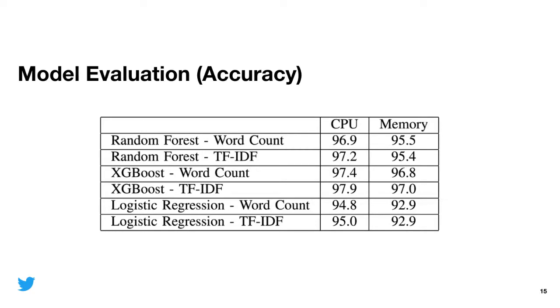This slide shows some results about the evaluation of the overall accuracy of the CPU model and the memory model. Because we evaluated 3 different classifiers: random forest, XGBoost, and logistic regression. At the same time, we evaluated 2 different feature extraction approaches, word count and TF-IDF. So in combination, there are 6 options here. Overall, we find that XGBoost with the TF-IDF approach outperforms other approaches regarding CPU time prediction and peak memory bytes prediction.